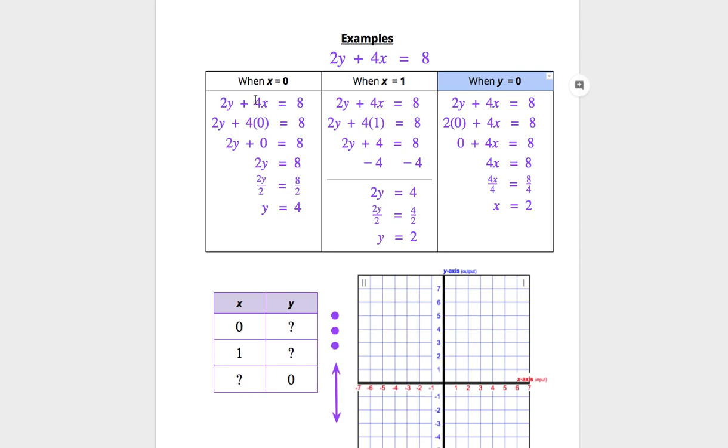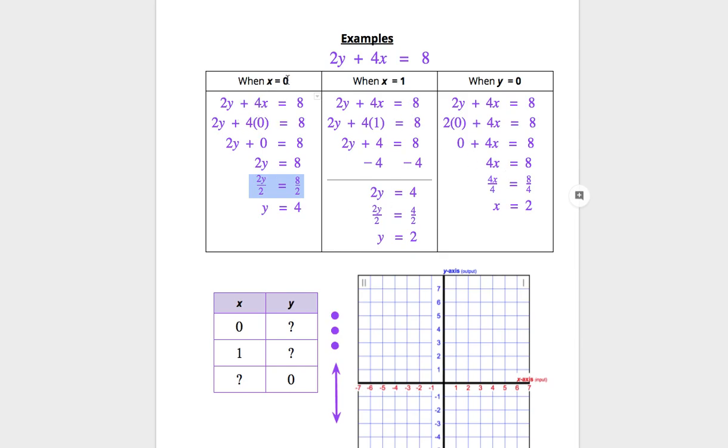We see here 2y plus 4x equals 8. I'm going to replace the x with 0. 4 times 0 is 0. 2y plus 0 equals 8. And I know to get rid of that 2, I need to divide both sides by 2. We do something similar for when x is equal to 1, for when y is equal to 0. And you can pause the video to review the work and how we found those solutions.